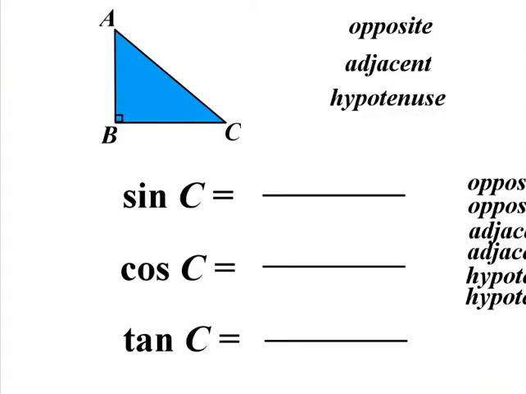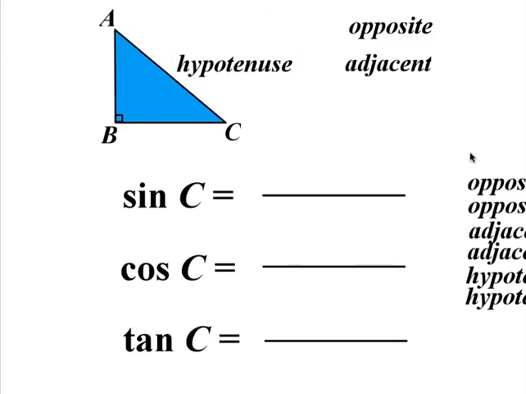Now, in a right triangle, we have three parts. We have the opposite side, the adjacent side, and the hypotenuse. The hypotenuse is always the longest side. It's always opposite the right angle. So which one is the hypotenuse? AC. Good. So here's our hypotenuse.